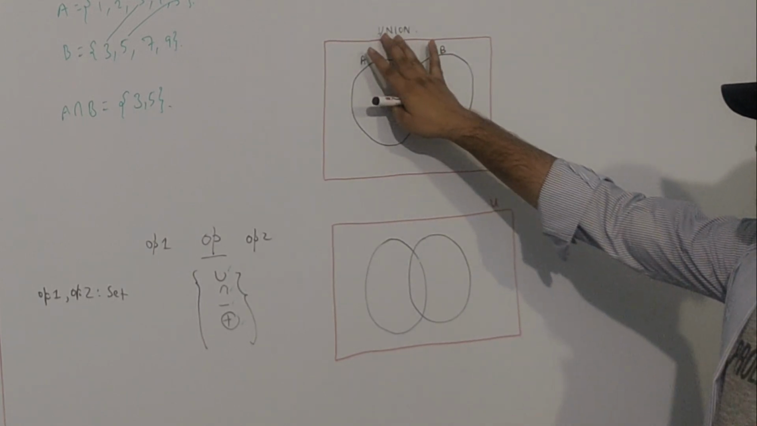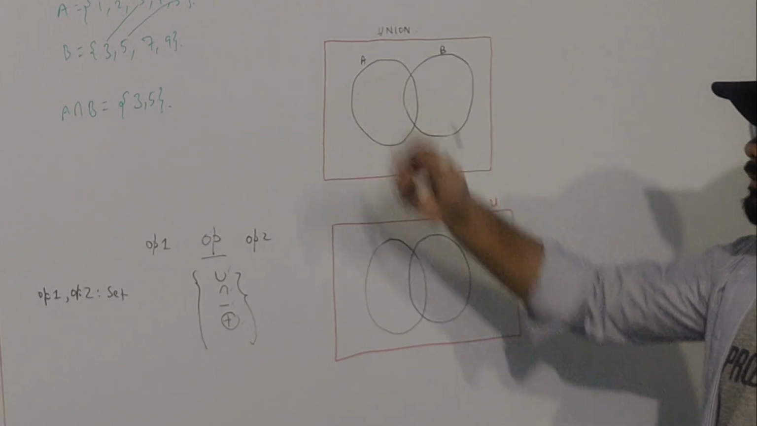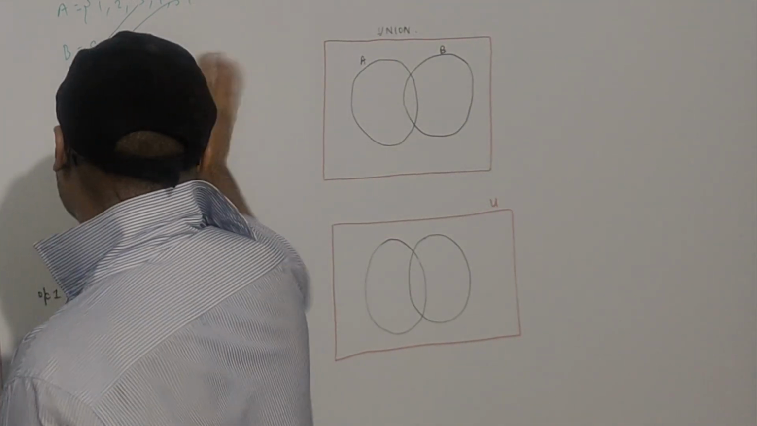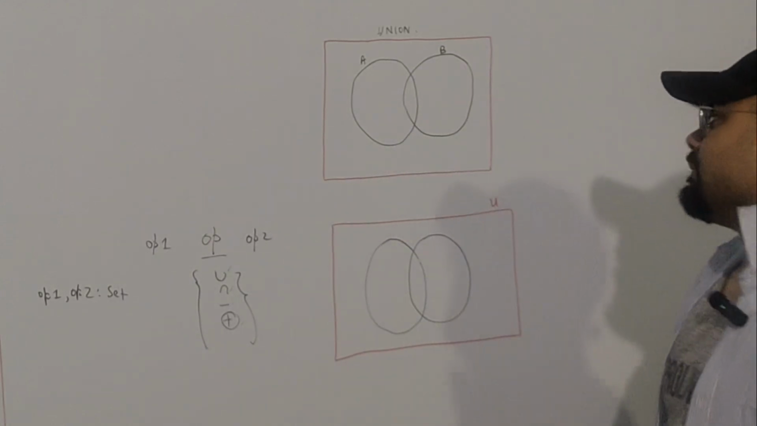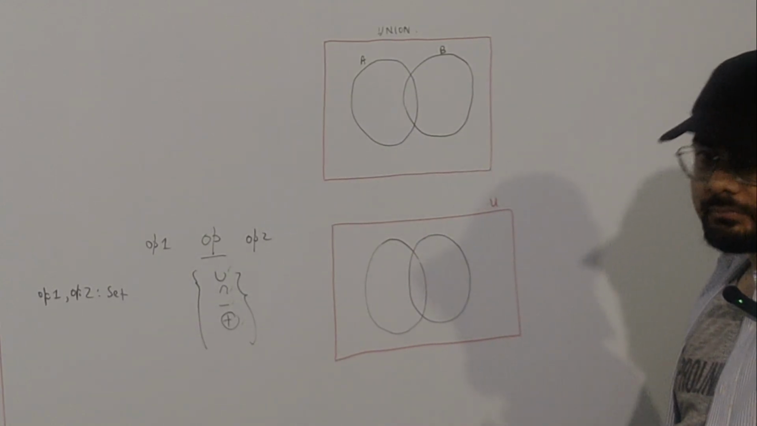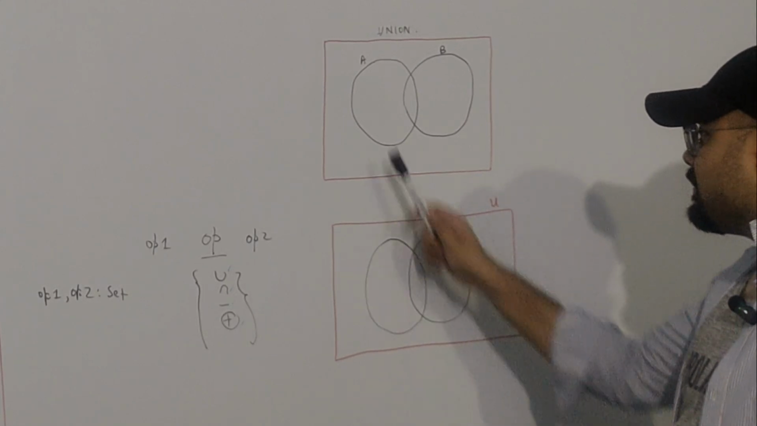The union operation, which is the second operation that we will study. So the second operation is the union operation. The union operation will return you the elements from which region? Everything.